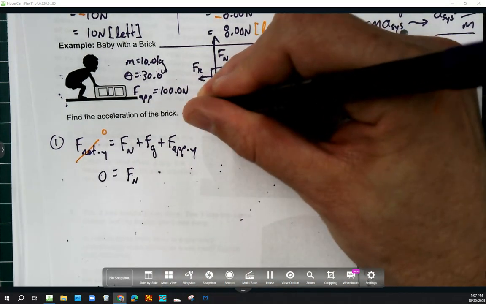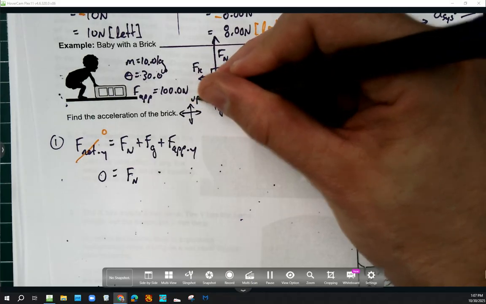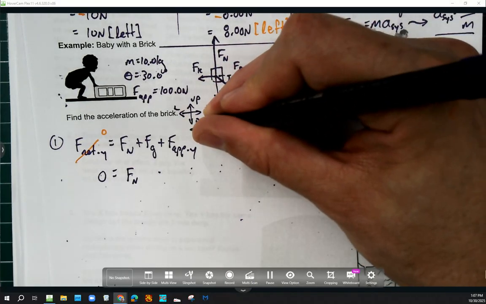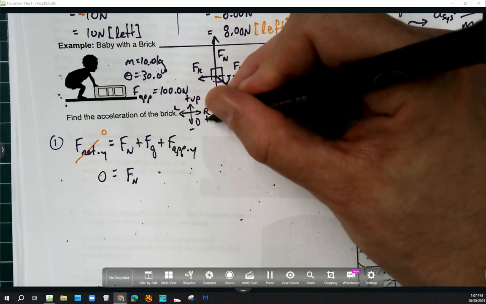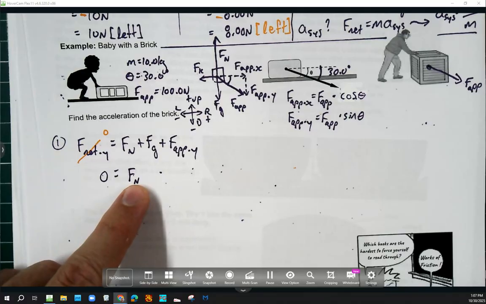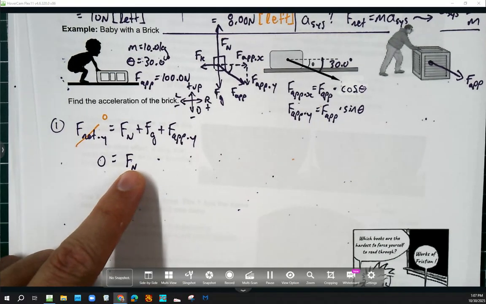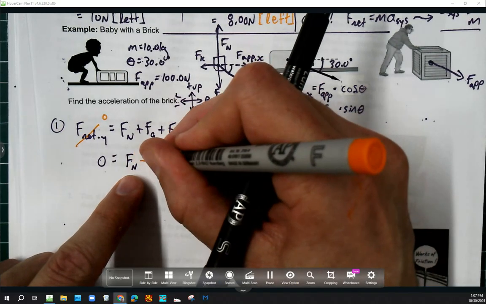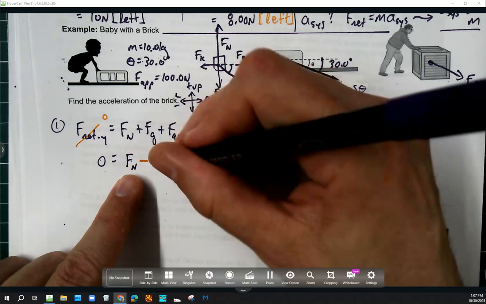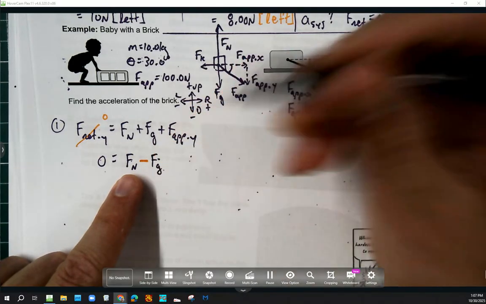How about we define our reference frame: up, down, to the right, and to the left. Let's make down be negative and up be positive. We'll make right be positive and left be negative. Before I even sub any numbers, some people like to do this. This is a slightly different twist on style. I'm going to force in a negative sign so that I don't have to think about it later. I'm going to say F normal minus whatever the value of Fg is.